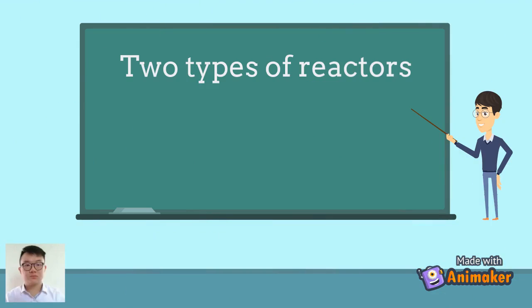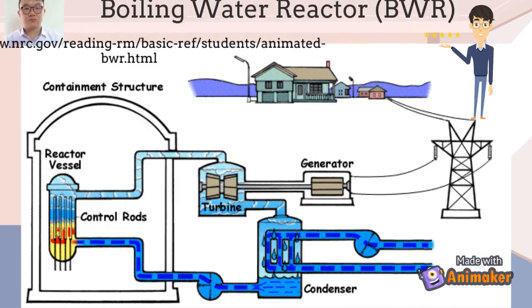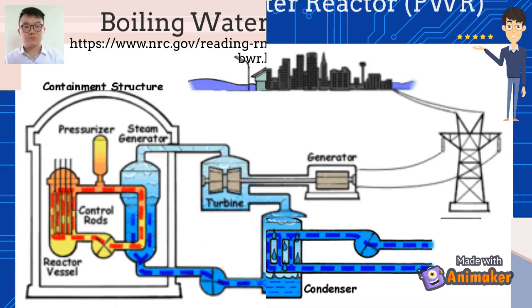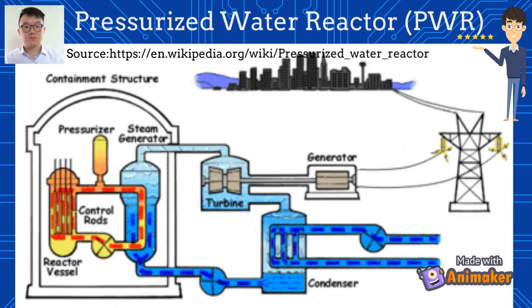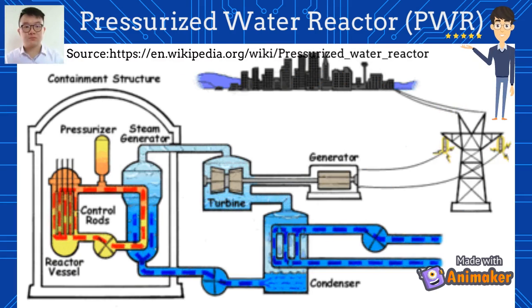There are 2 types of reactor, which are boiling water reactor and pressurized water reactor. Both reactors will heat up the water in the nuclear reactor. However, the boiling water reactor will boil the water into steam and spin the turbine, whereas the pressurized water reactor will keep the hot water under a certain pressure to avoid it from boiling, and then it is piped to another water supply. They become steam and power the turbine.